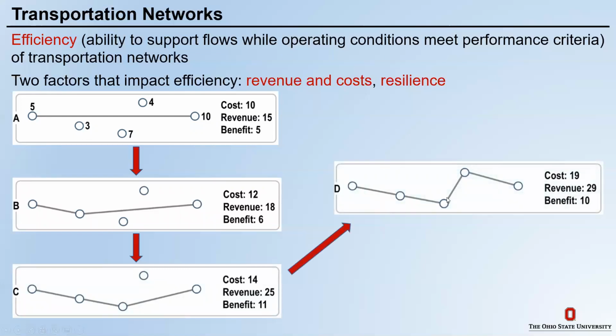So now we have this still simple linear transportation system connecting all nodes. Now the cost increased from 14 to 19. Revenue did not increase that much, only from 25 to 29. So as a result, your benefit actually decreased from 11 to 10. So this is not something you wanted, right? Because by adding one last node into the system, your benefit actually decreased.